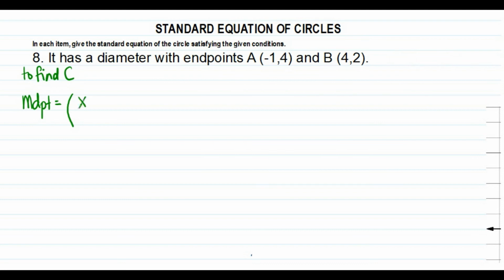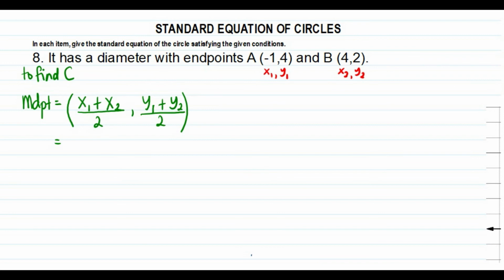x sub 1 plus x sub 2 over 2. I-add natin yung dalawang point and then divide it by 2. y sub 1 plus y sub 2 over 2. Okay. And ano ba dito yung x sub 1, y sub 1, x sub 2, y sub 2? Maybe red. Let's have x sub 1, y sub 1, x sub 2, y sub 2. Okay, since meron na tayo, yung 2 points na given.